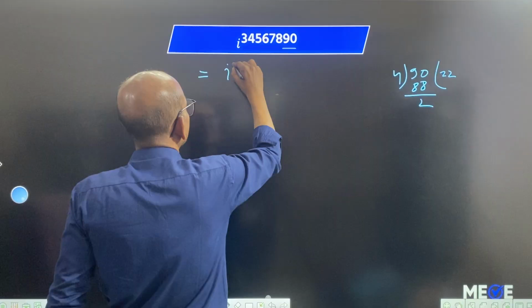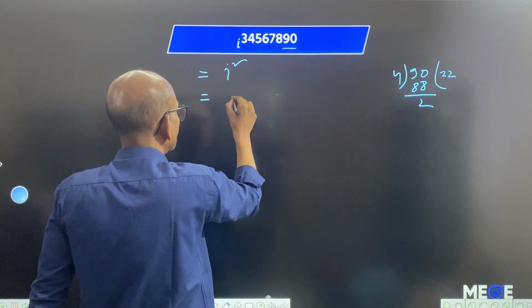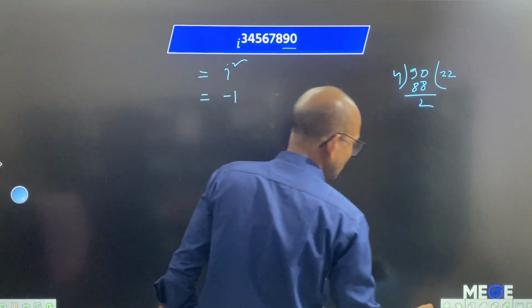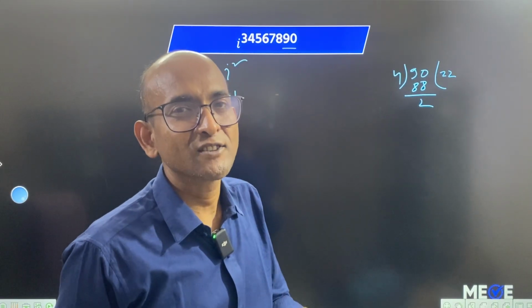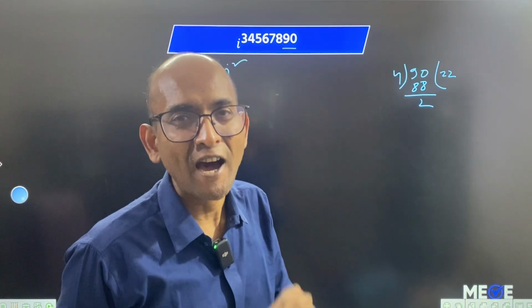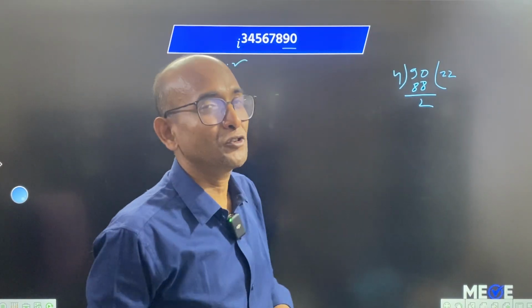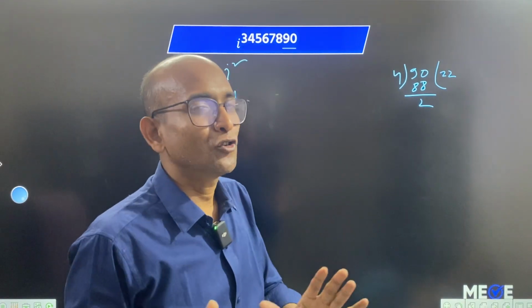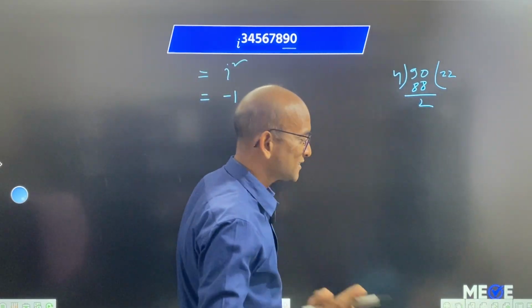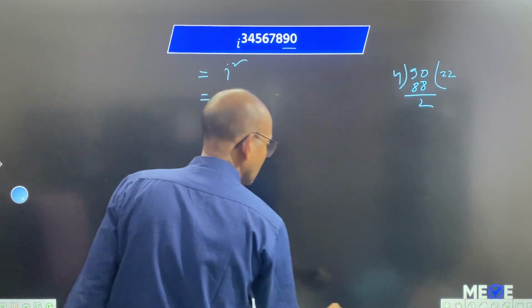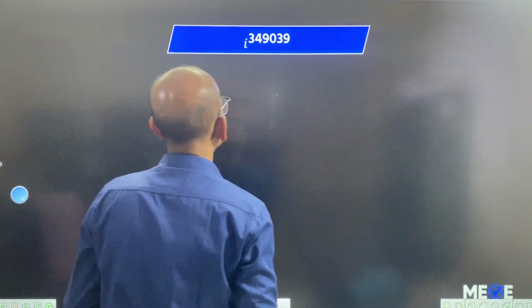So I to the power 2 means I square, and I square means minus 1. This is your answer. So within a few seconds, you can find the answer for the exponents of I. It's very important for your MCQs and for your university exams, university admission tests. Then let's go to the next slide.